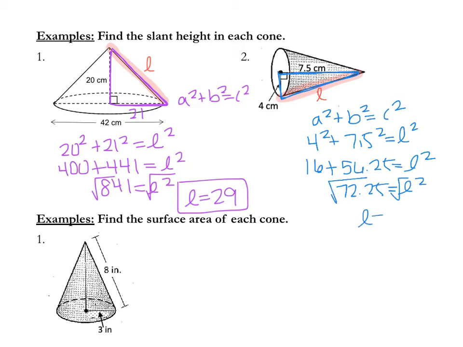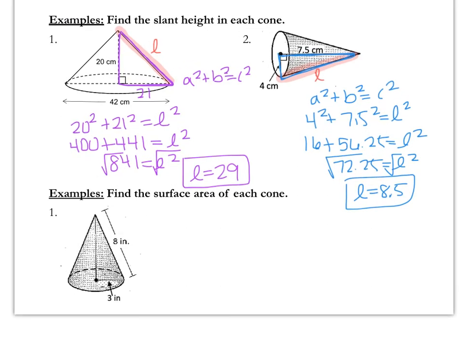And you end up with L is equal to 8.5. Okay? So some of the problems are going to require you to do that, some of them won't. You just have to pay attention to if they gave you the slant height or not. If they gave you the slant height already, just use it. If they didn't give you the slant height, you're going to have to do Pythagorean theorem to figure it out.